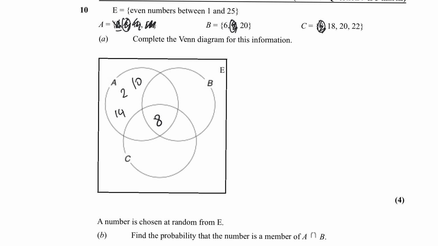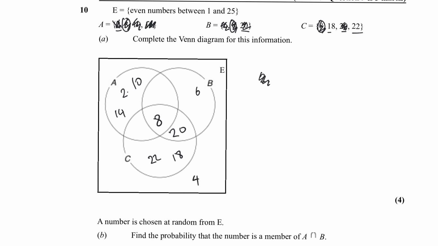Section B has a 6, the only one that does, so 6 goes there. Sections B and C both share a 20, so 20 would go there. Then section C has an 18 and a 22, which no other sections have, so that would go there. Because the outside is even numbers between 1 and 25, we're going to work them out gradually. So 2 is already there. 4 is not there, so that will go there.